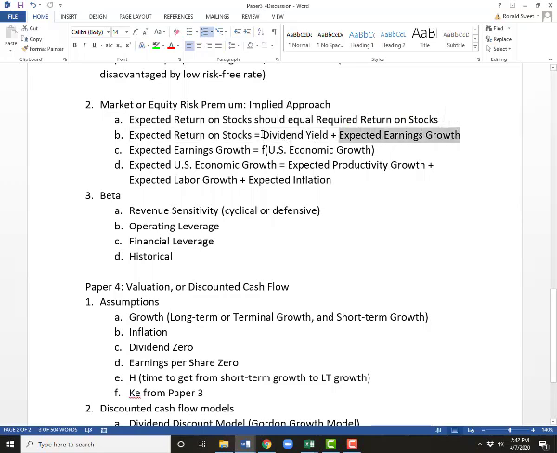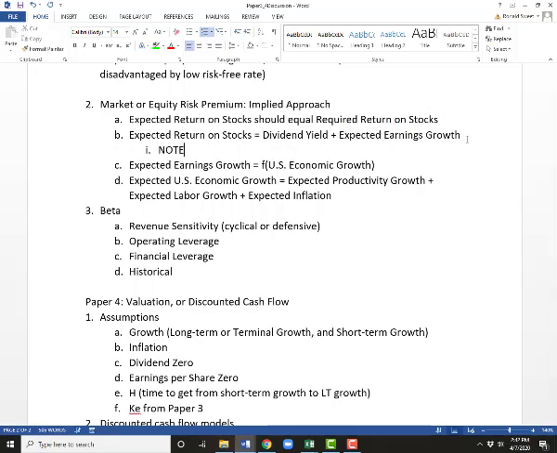If in your paper you talk about your company's dividend yield and your company's expected growth to come up with the market risk premium, you will lose a lot of points. Be very, very careful, all right? Note, it is dividend yield and earnings growth for all stocks.